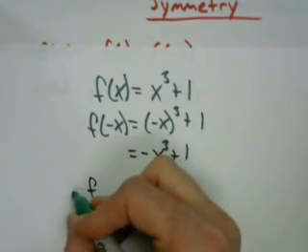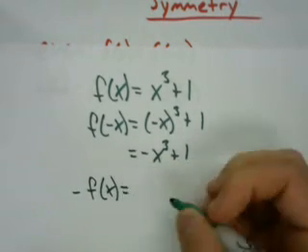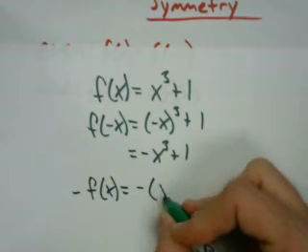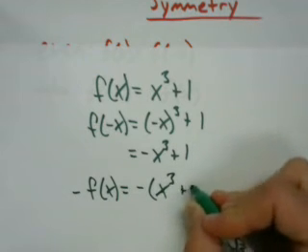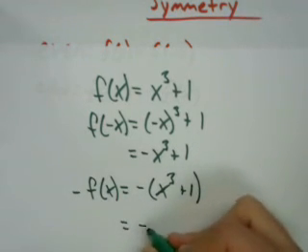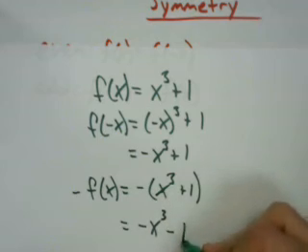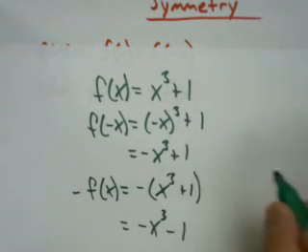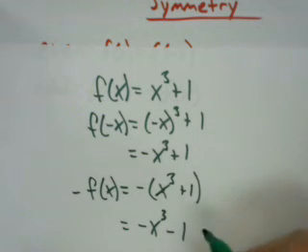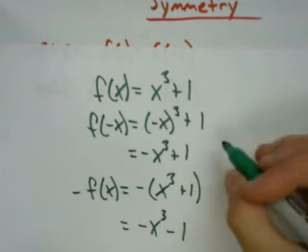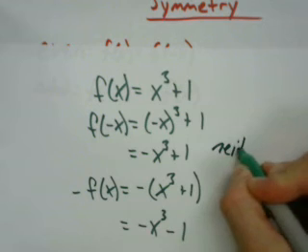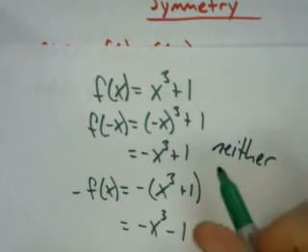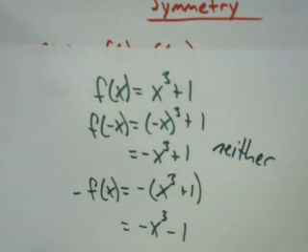But if I take f of x and apply a negative to the whole function, that'd be negative x cubed plus 1. I'd have that negative x cubed, and I'd have a negative 1. That is not like that either. So you check here, and then you take this and check it here. If neither of those checks, then the answer is neither. It is neither odd nor even.